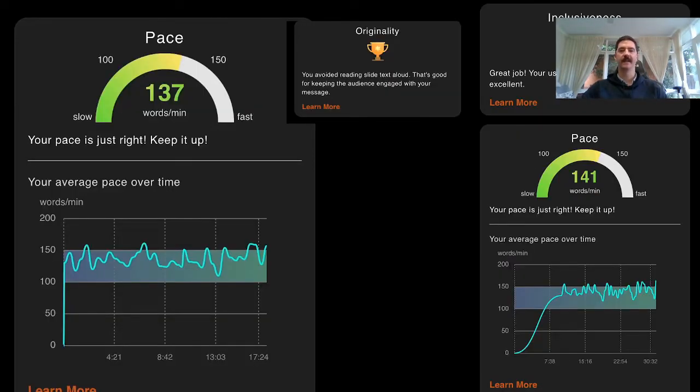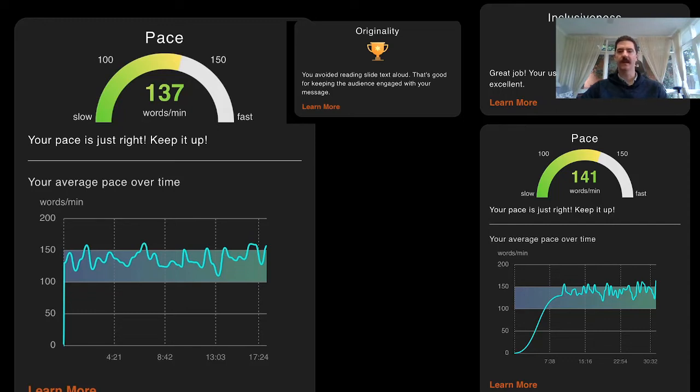Pace on the left was good. Pace on the right was also good, but a little bit faster, not too much faster, thankfully. Originality and inclusiveness were good both times. On the draft, it told me that at one point I read out the slide that I showed you about marginalia, and it said, don't just read out slides. So in the actual one, I paused and just let the audience read it, because of course that's how the brain works. You can't do two things at once.